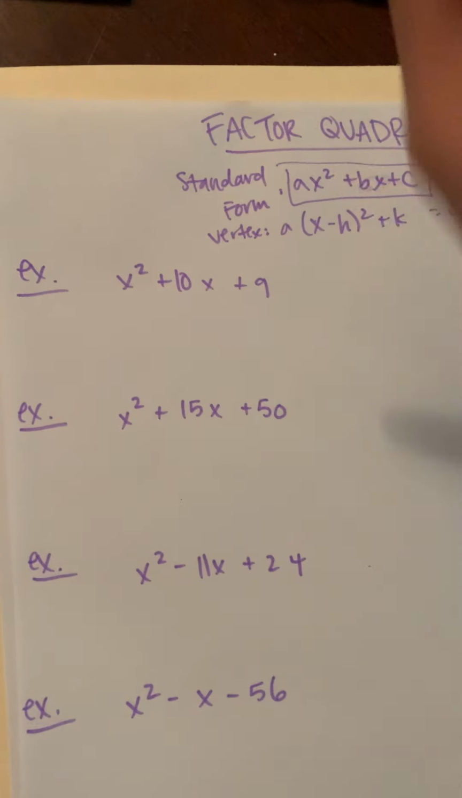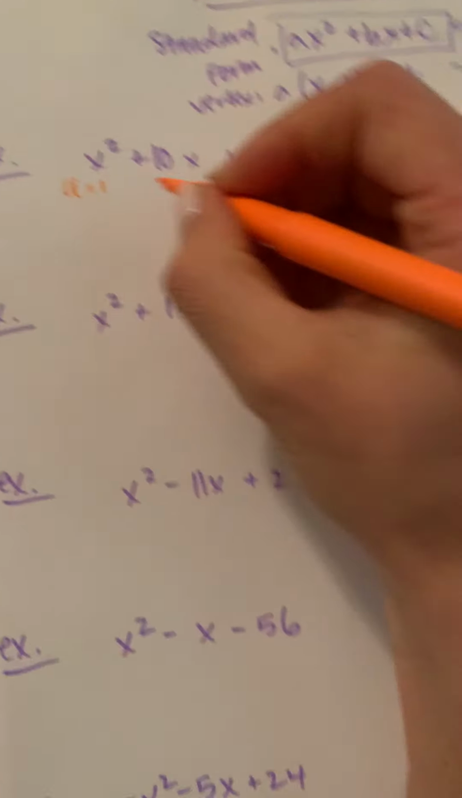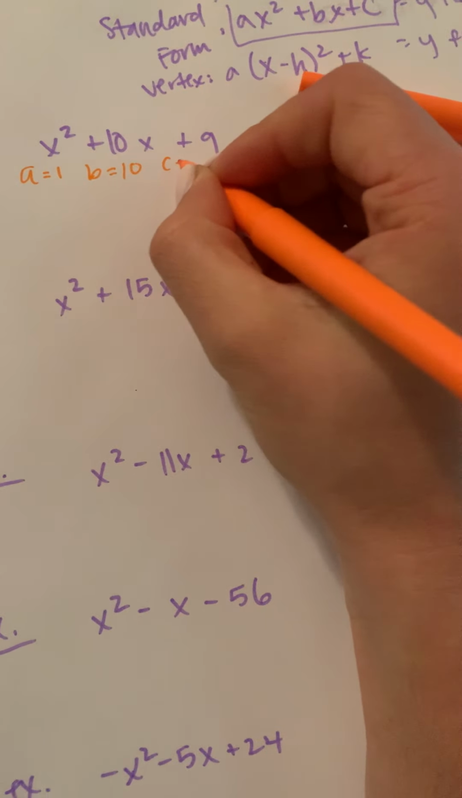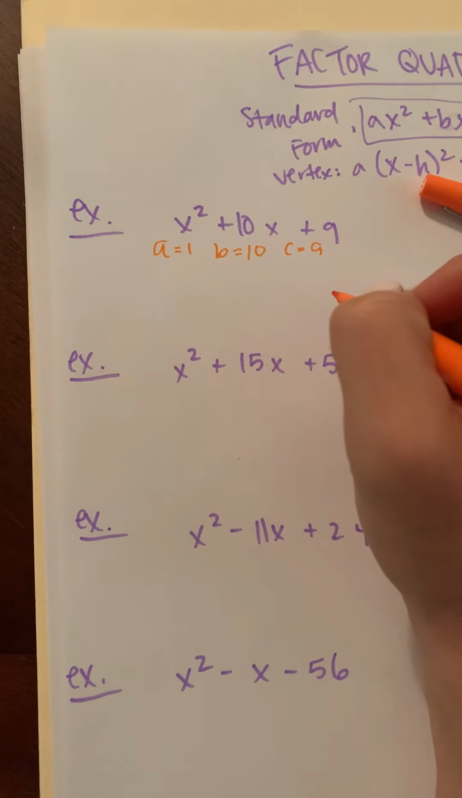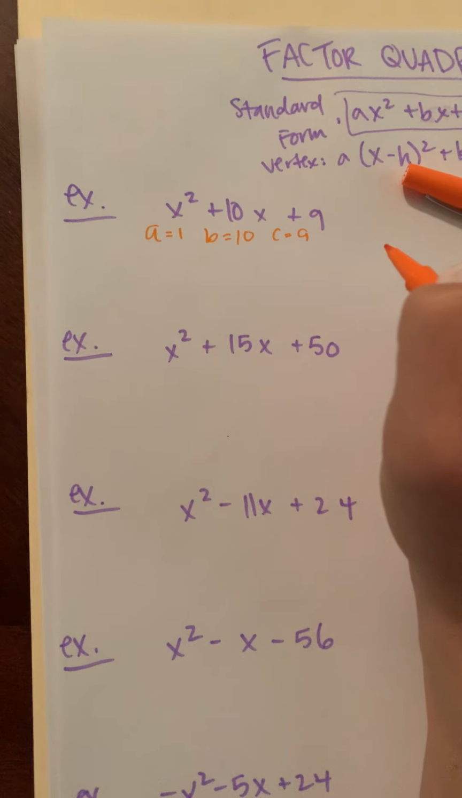In this example, let me get a different color. A is equal to 1, right? That's the number in front of the x squared. B is equal to 10, and c is equal to 9. So, yeah, a is equal to 1, and it makes factoring really, really easy.